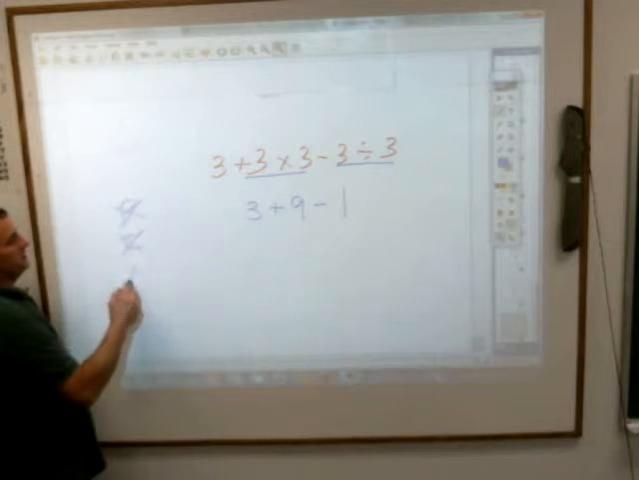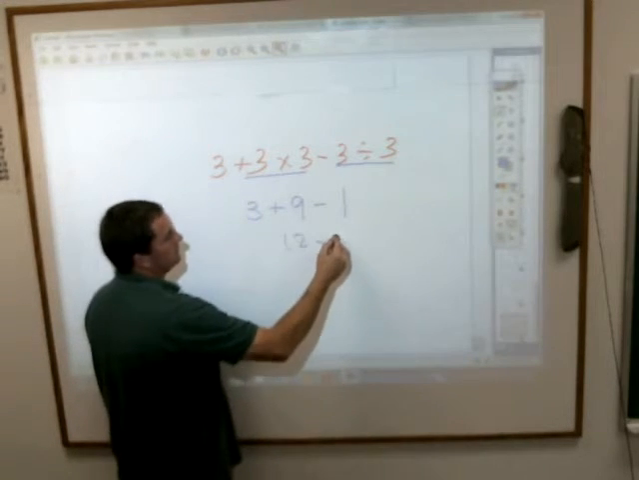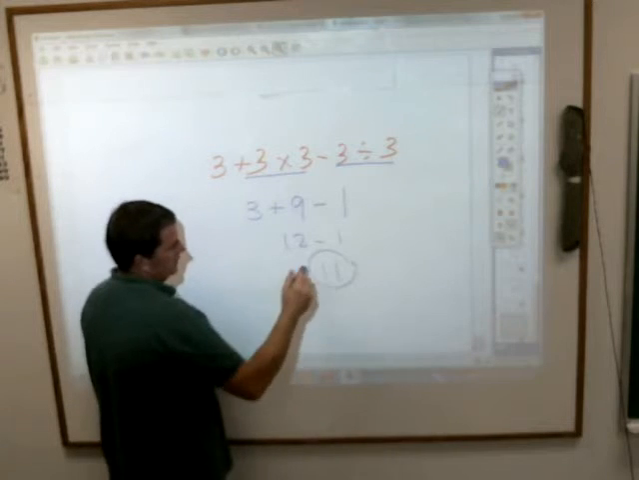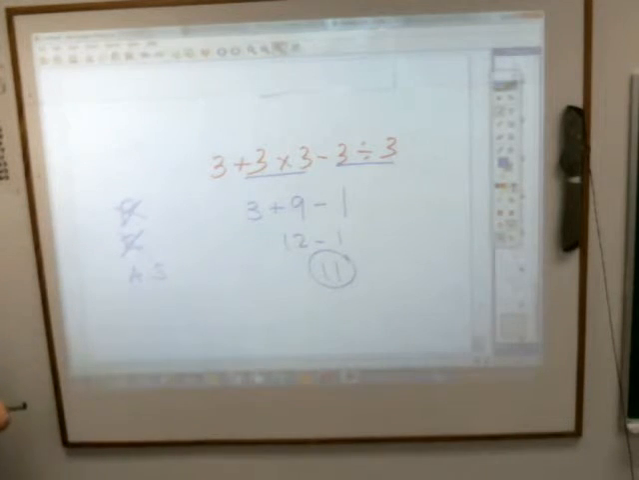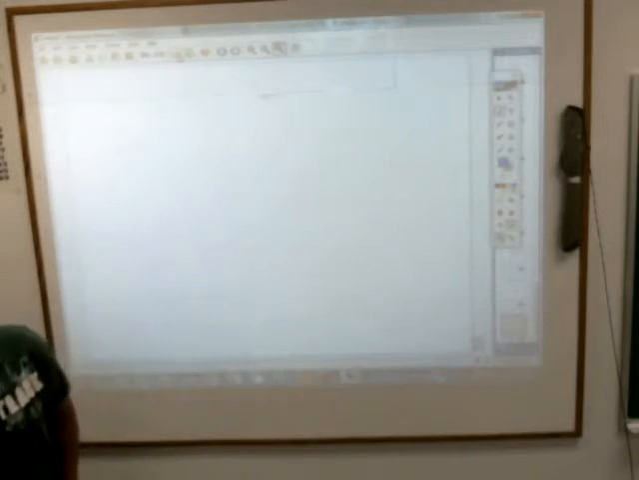Then we have addition and subtraction from left to right. 3 plus 9 is 12. 12 minus 1 is 11. Oh, yeah, I did the addition first by mistake.